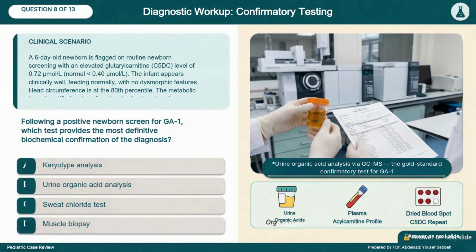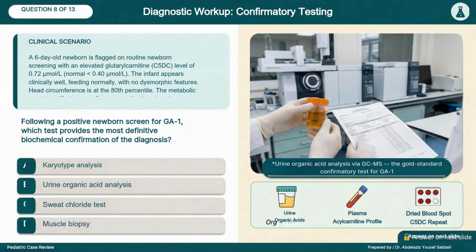Case 8. A 6-day-old newborn is flagged on routine newborn screening with an elevated glutaryl carnitine level of 0.72 micromoles per liter, where normal is less than 0.40 micromoles per liter. The infant appears clinically well, feeding normally, with no dysmorphic features. Head circumference is at the 80th percentile. The metabolic team is notified and confirmatory testing is ordered.